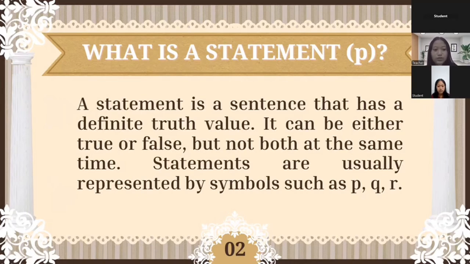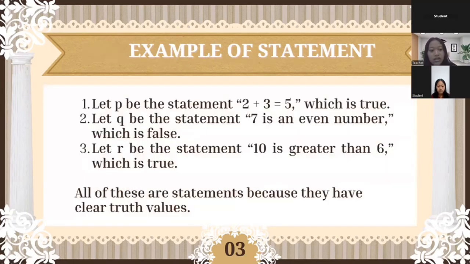Okay, we go to the example of statement. Let P be the statement 2 plus 3 equals 5, which is true. Let Q be the statement 7 is an even number, which is false. Let R be the statement 10 is greater than 9, which is true. All of these are statements because they have clear truth values.